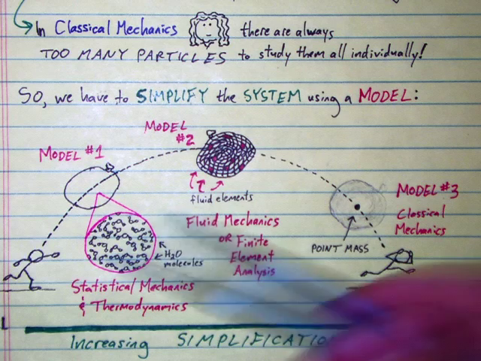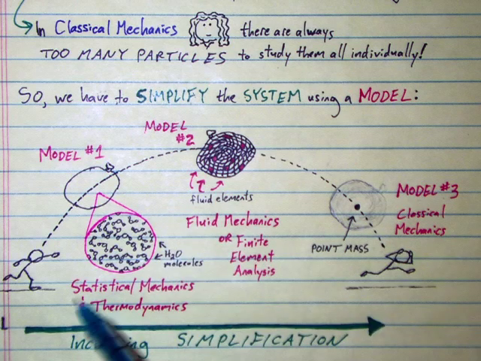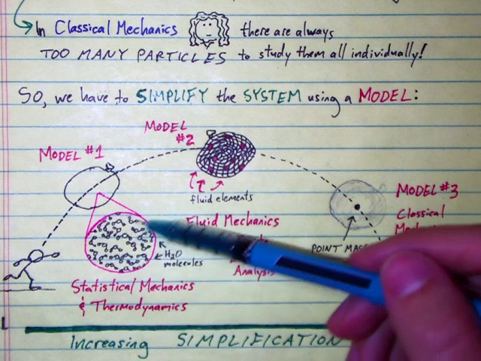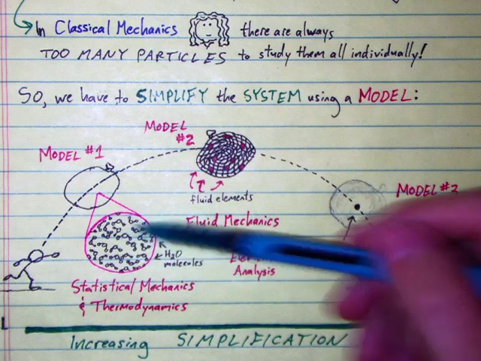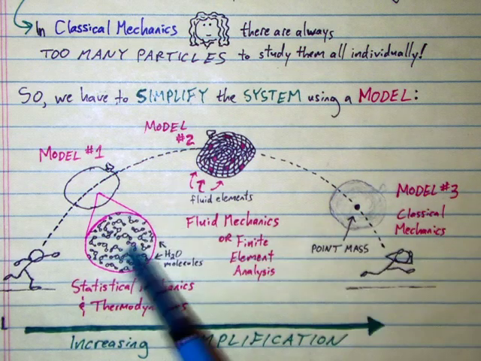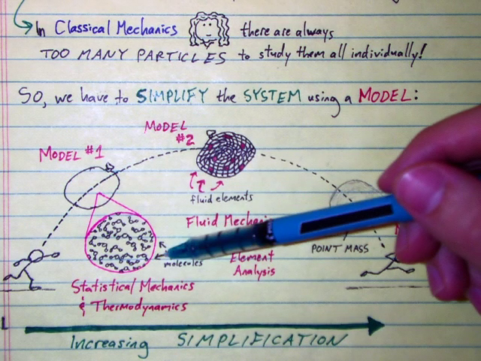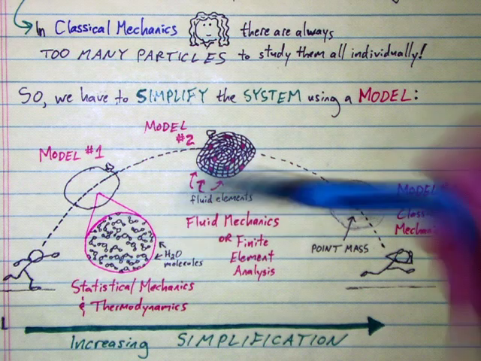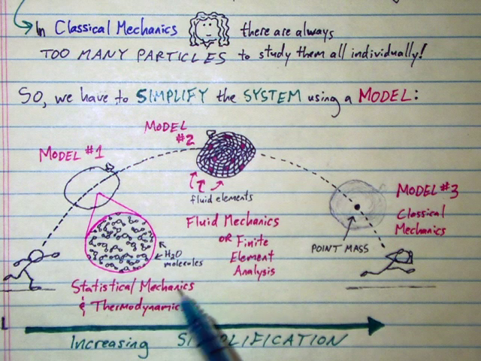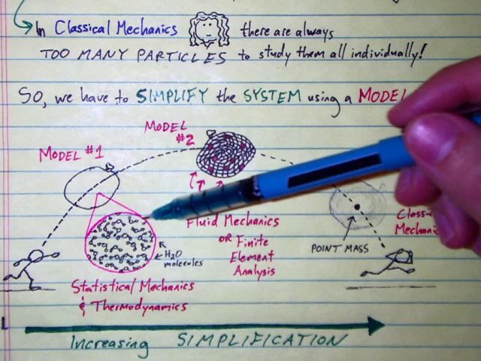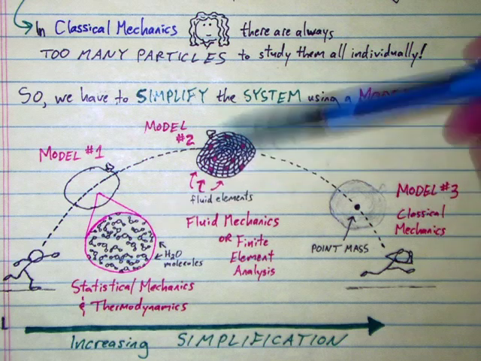Still zillions of them. So we want to look at the statistical behavior of zillions of molecules moving around, bouncing off of each other, rotating, vibrating back and forth. We can study that behavior of that group of molecules, and that branch of physics is called statistical mechanics and thermodynamics. Now, we can make a further simplification.